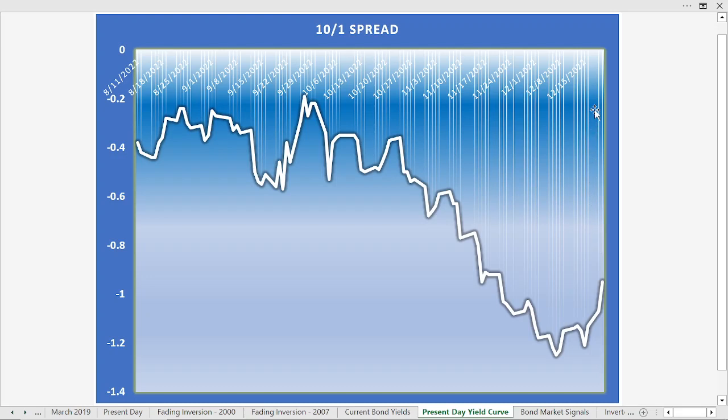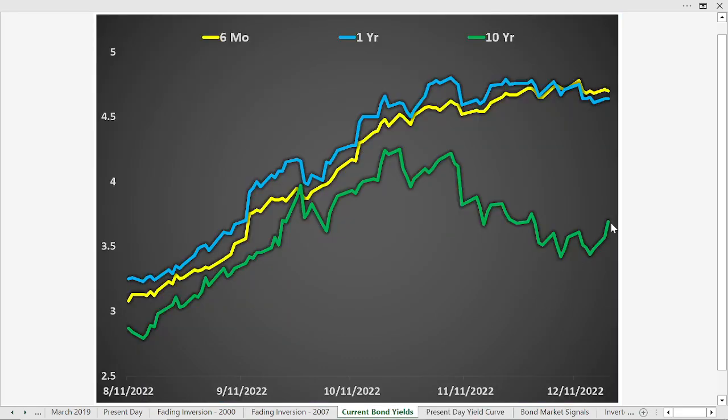If we see this line cross back above the zero level, that will mark the end of the inverted bond yields. In other words, if this green line travels up, or better yet, if the blue line, the 1-year bond, travels down below the green, that will mark the end of the inverted bond yield.